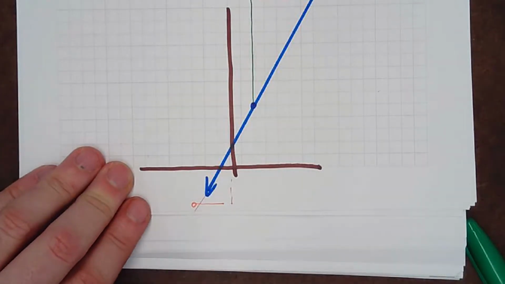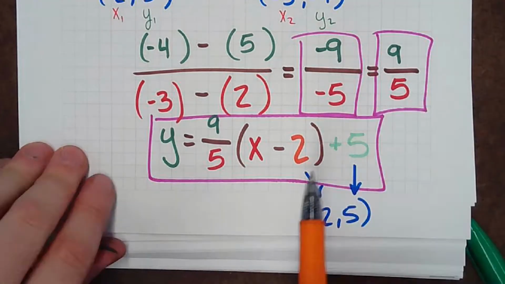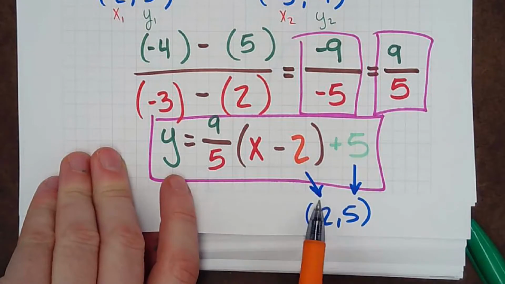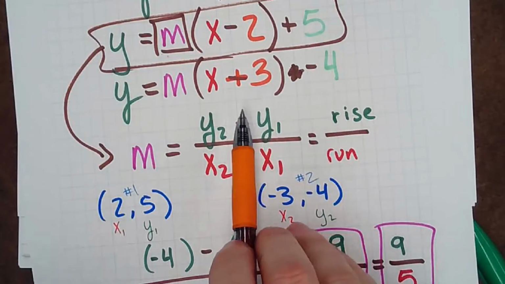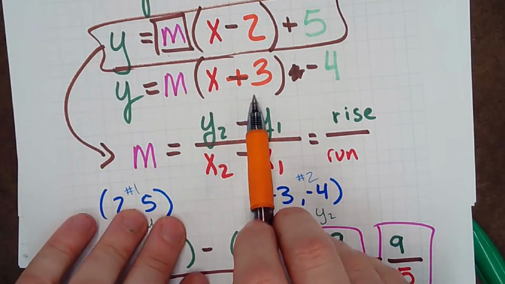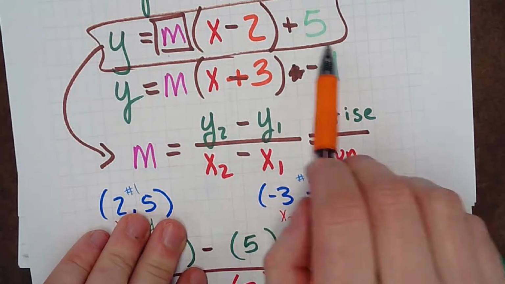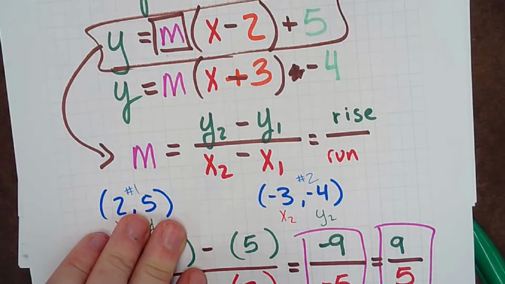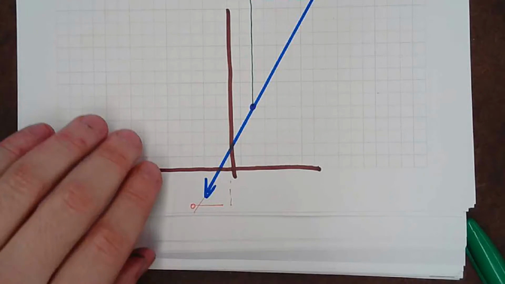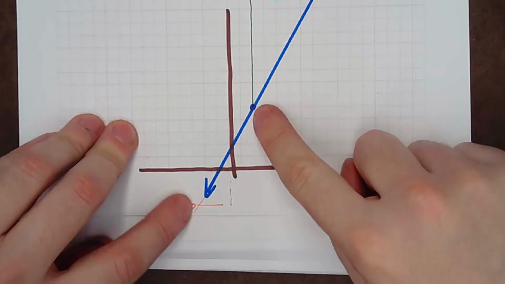It doesn't matter which point you choose to put in for here. You could put (2, 5) in this case, or you could go back here and do what I did, putting in (-3, -4). Either one is going to get you the same line, and it's going to get you a line that goes through both of those points.